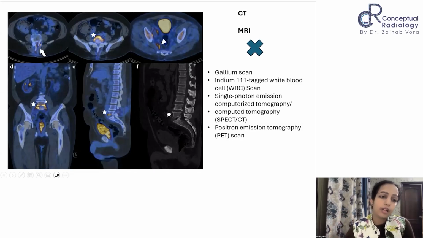Something like this, a spondylodiscitis might be active, might show a good uptake on PET CT. Something like this, residual collection. So yes, when in doubt, PET CT might be of significant help.